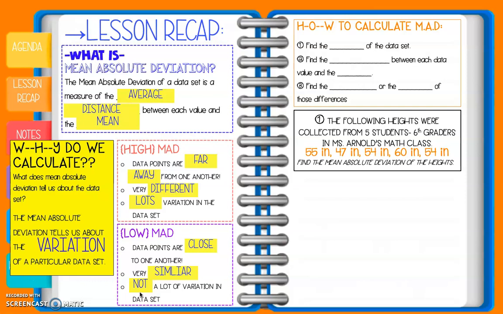So if we have a low mean absolute deviation, that means the data set looks pretty similar. Okay, everything is really close to one another. There's nothing that's really spread out very far. It represents not a lot of variation.